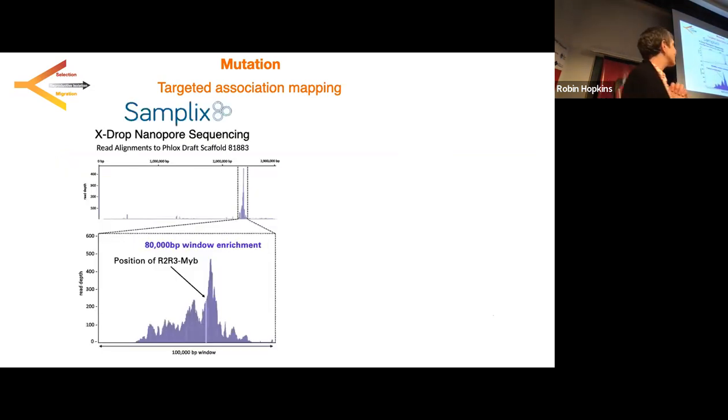This was some awesome sleuthing that this graduate student, Austin Garner, found. This company called Samplix uses a pretty cool nanopore sequencing technology where you can take a single probe in a gene. So for us, we take this R2R3 MYB gene, the coding region of the gene, we put a single probe in. We use long, high molecular weight DNA.